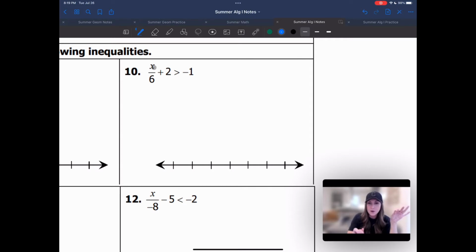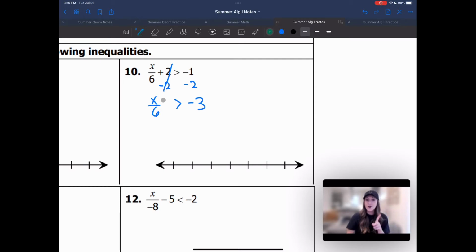Okay, so let's locate our x. It's right here. I want to get rid of all the things around it. The first thing to get rid of is going to be this +2 out to the side. So I'm going to subtract 2 from both sides first. They will cancel, and I will have x over 6 is greater than, we got to bring that sign down, -1 minus 2 will give me -3.